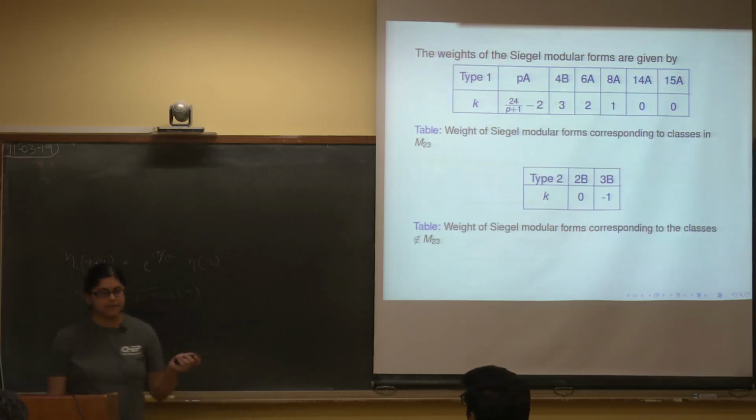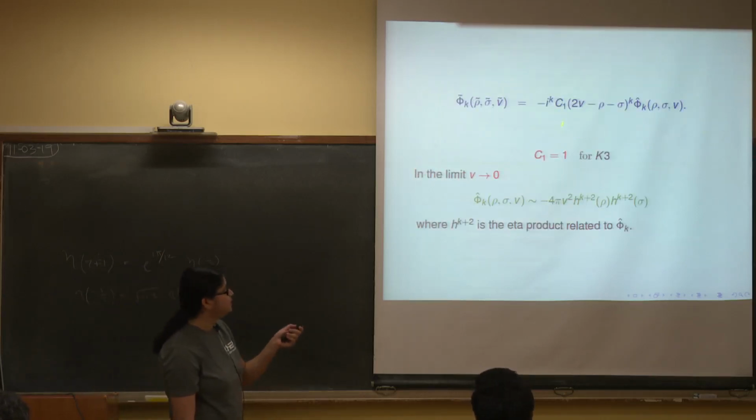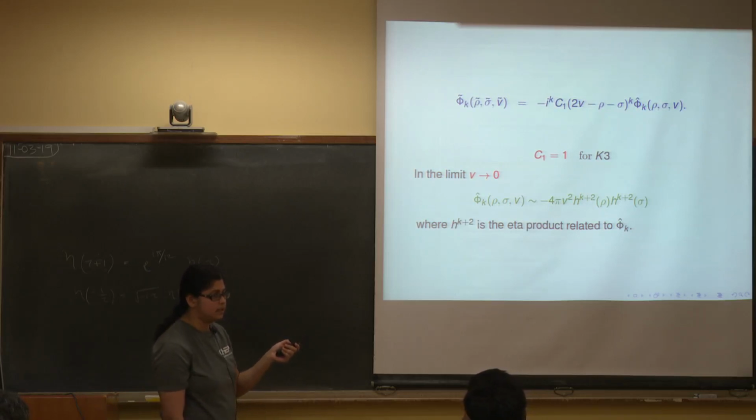Where did that C1 come from? How did one compute that? Transformation of this phi tilde to phi hat. So we know the expression for phi tilde. Under this transformation, we can read off the value of C1. Is that how it goes?